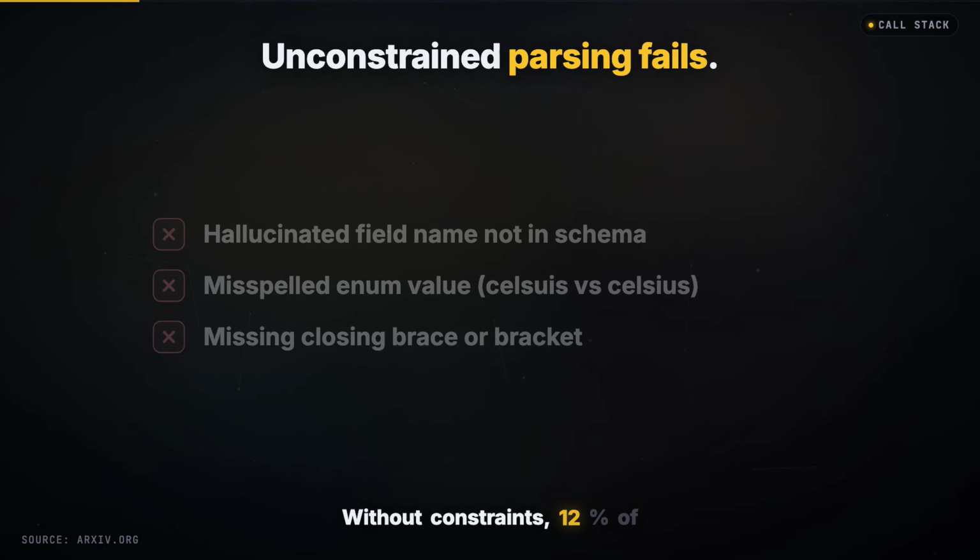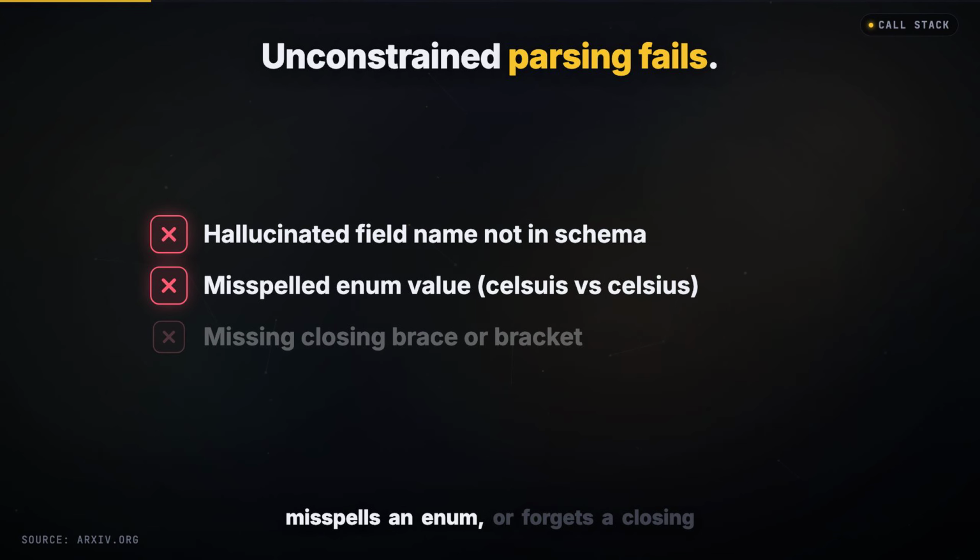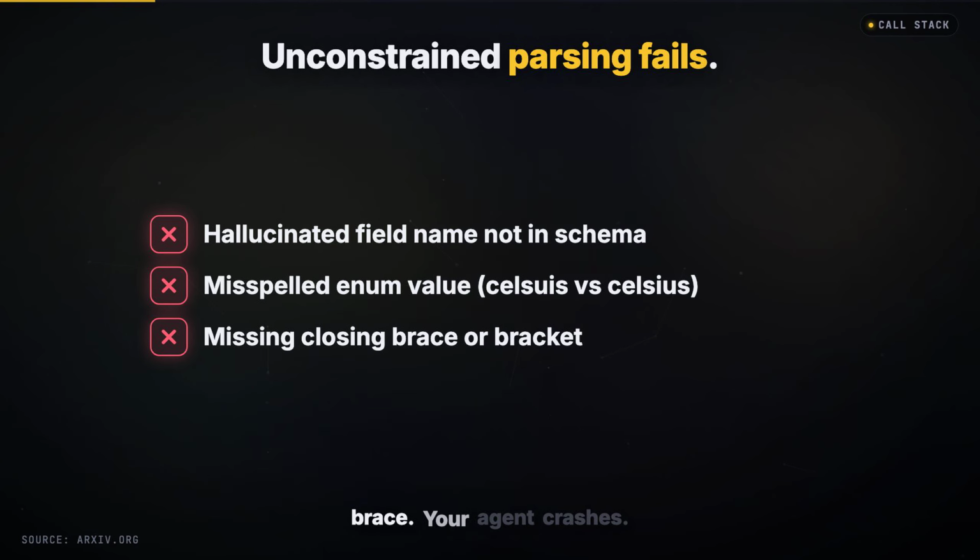Without constraints, 12% of calls fail parsing. The model hallucinates a field name not in the schema, misspells an enum, or forgets a closing brace. Your agent crashes. The user sees an error. 1 in 8 attempts dead on arrival.